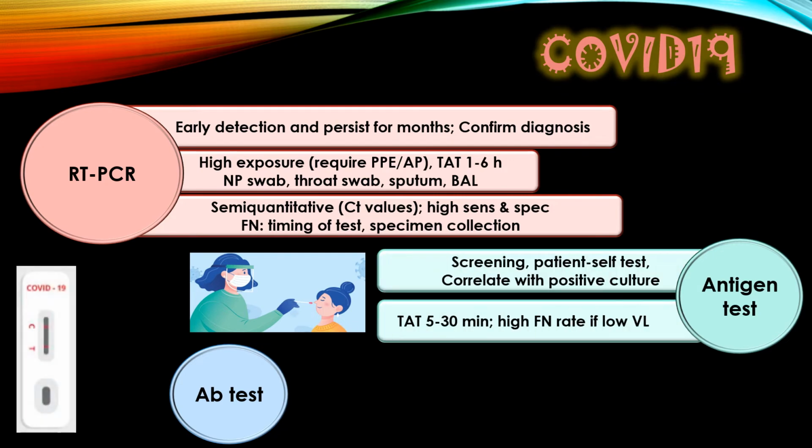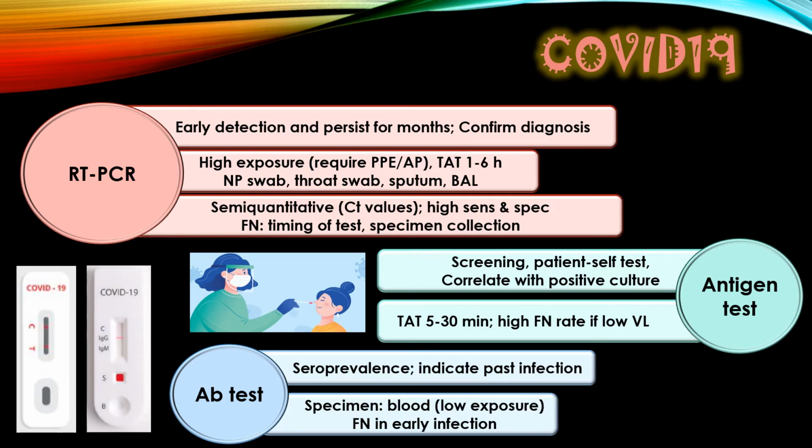Antigen test. This test is commonly used right now because it's easy and does not take too much time to get results. We use it for screening, and the patient may do it by themselves, and it mostly correlates with the positive culture, which may be inferred to infectiousness. The turnaround time is about 5 to 13 minutes. However, this test has a high false negative rate if the virus is still low, in early disease.